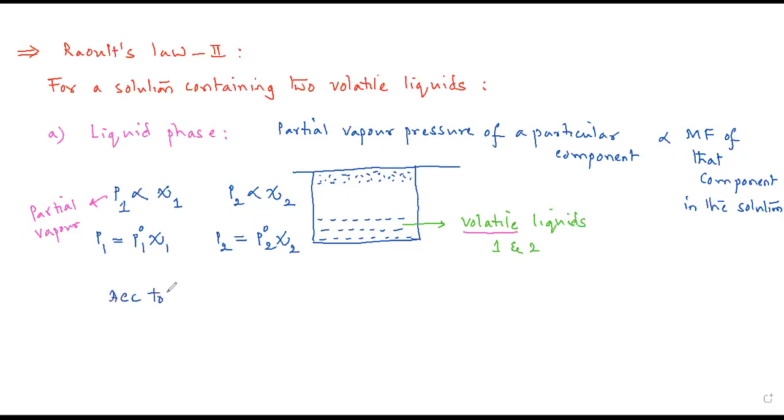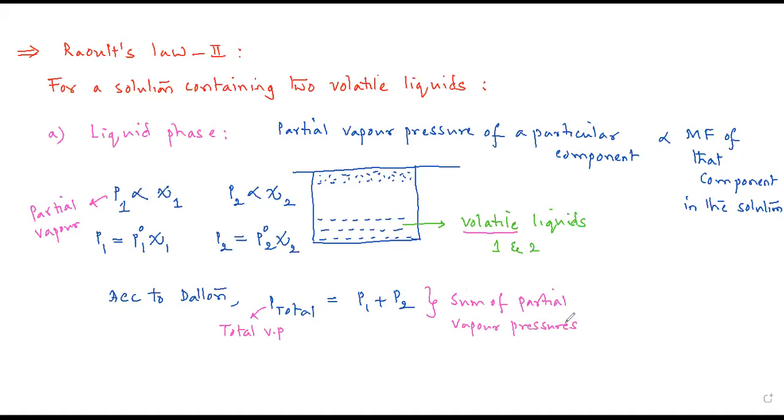Now, according to Dalton, we know that the total pressure is equal to the sum of the partial pressures. Here in this case, let us consider this as the total vapor pressure is equal to the sum of partial vapor pressures. So let us write this as P total is equal to P naught 1 into X1 plus P naught 2 into X2.